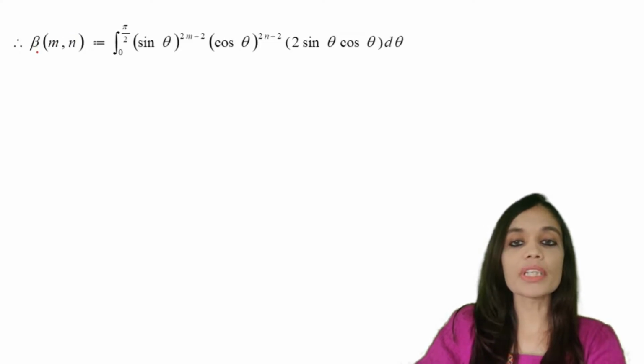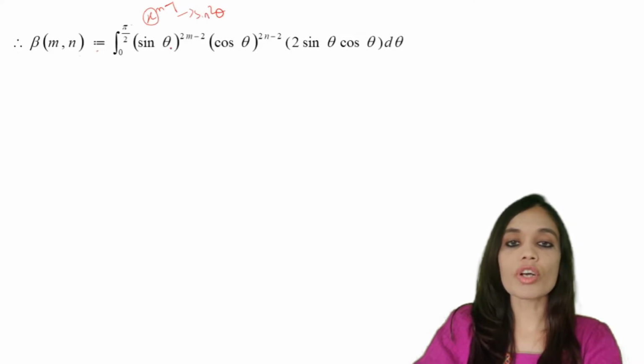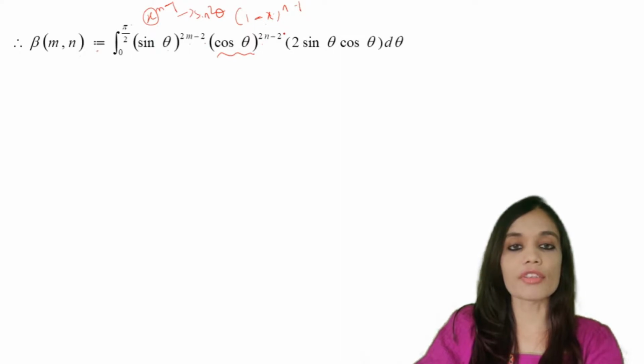Okay. So now let us put all the values in our definition. So what we will get? Beta m comma n will be equal to integration 0 to pi by 2 x raised to m minus 1, right? Now instead of x we are putting what? Sine square theta. So what we'll get? Sine theta raised to 2m minus 2. In the definition we have 1 minus x raised to n minus 1. But our x is sine square theta, right? So what we'll get? 1 minus sine square theta, that will be what? Cos theta raised to 2n minus 2. And your dx is what? 2 sine theta cos theta d theta, right?